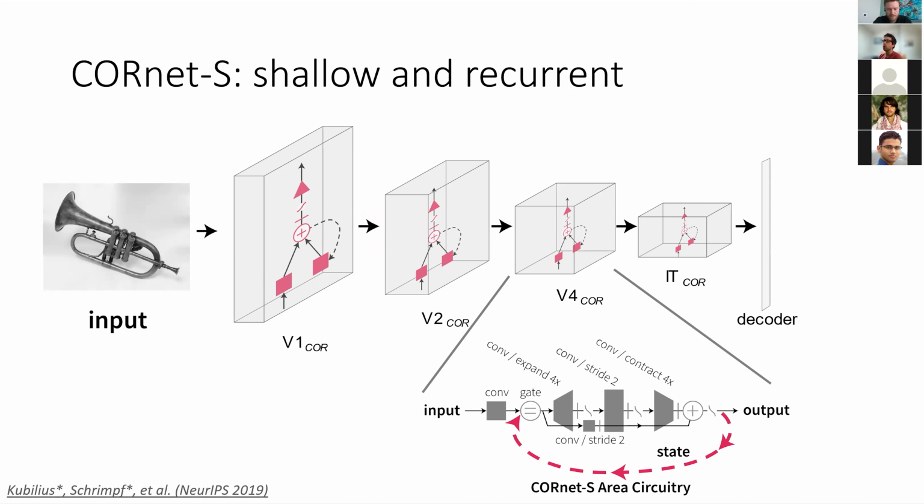So for example, for the VOneNet, we could also not specify that the VOneBlock was the V1, but that didn't make sense because the VOneBlock was designed to be a model of V1. So, for example, V1 ResNet 50 is kind of like a hybrid model because it has a pre-committed V1, but it doesn't have a pre-committed V2, V4, and IT. But then the V1 CORnet-S has all of the layers pre-committed.